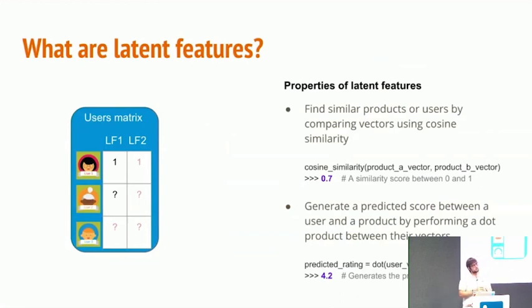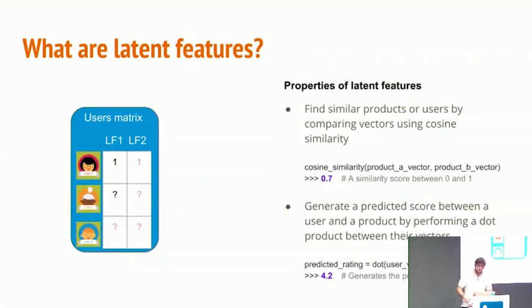These latent features have two main properties that I want to focus on. The first property is that between items and between users, they can be compared. So how can we find if two users are similar? All we have to do is apply some kind of similarity metric. In this case, we're using cosine similarity. We just compare the two vectors of the two products. The higher the score, the more similar these users will be.